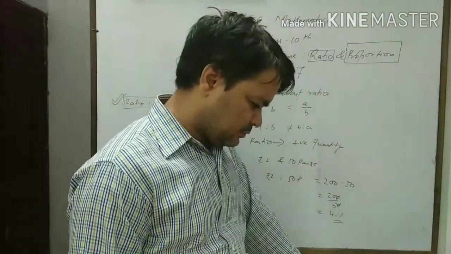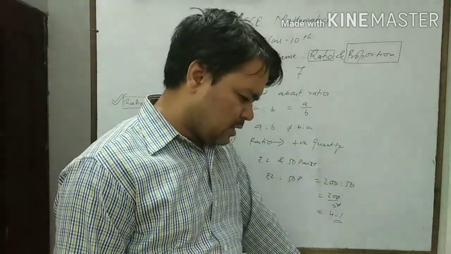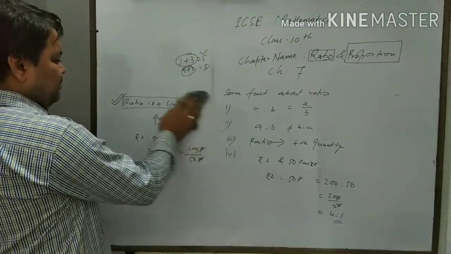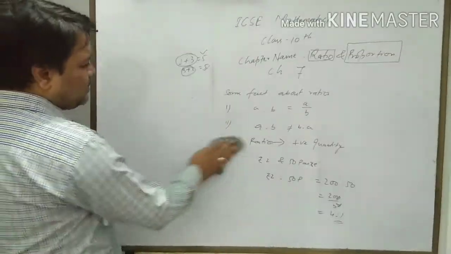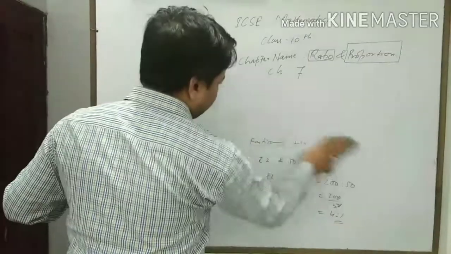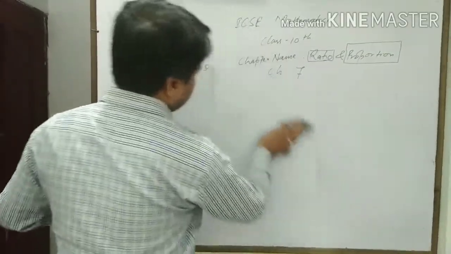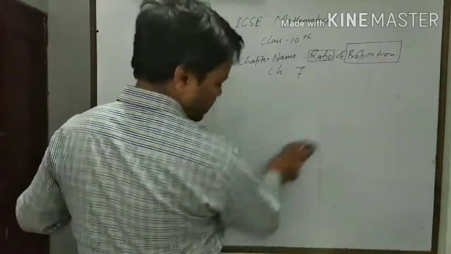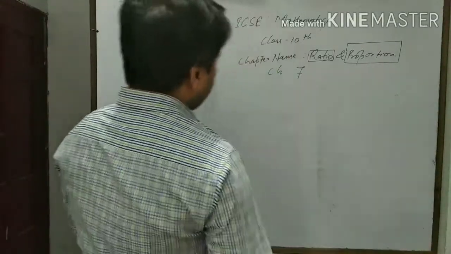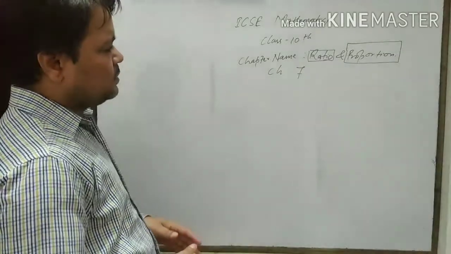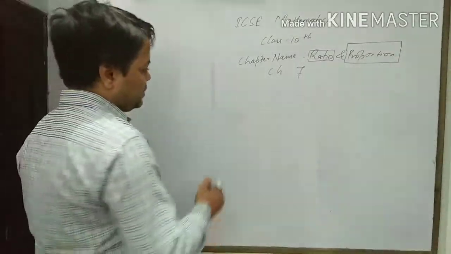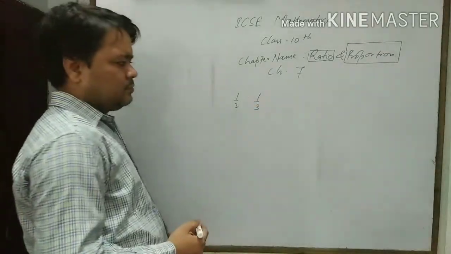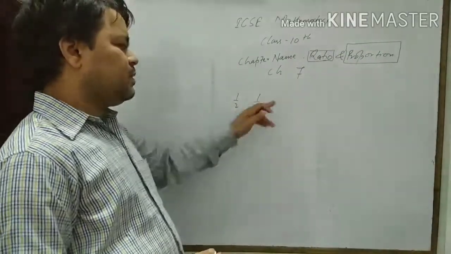The next thing: if the terms of the given ratio are fractions, then what do we do? In that case we have to change them. It will be better to change them into whole numbers. Just like here, 1 by 2 is to 1 by 3. The ratio is given in fractions here.